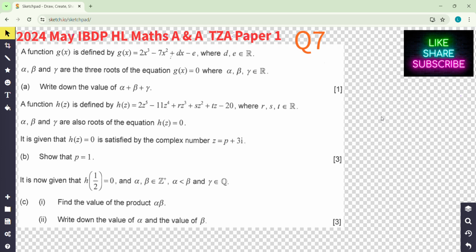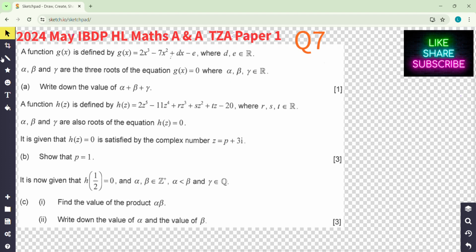Question 7 is a well-written question. It shows the concept of IB. You follow step by step, A, B, C, 1, 2, and then you can solve some seemingly complicated question, but step by step. Each step is acceptable, not very complicated.